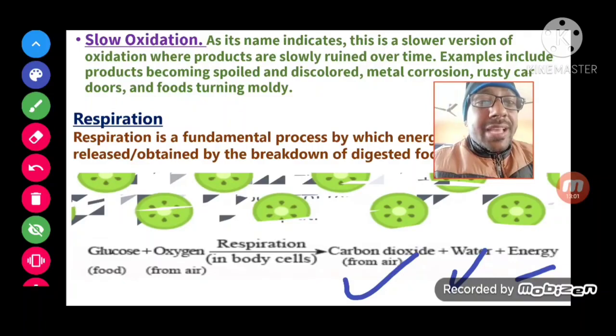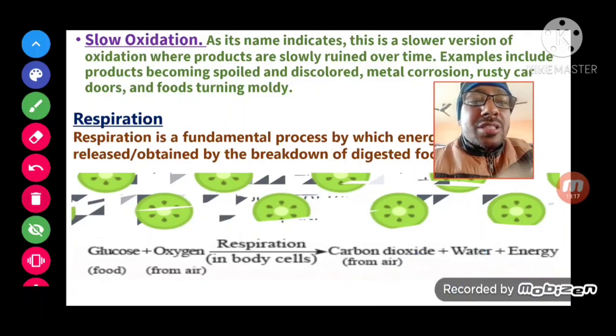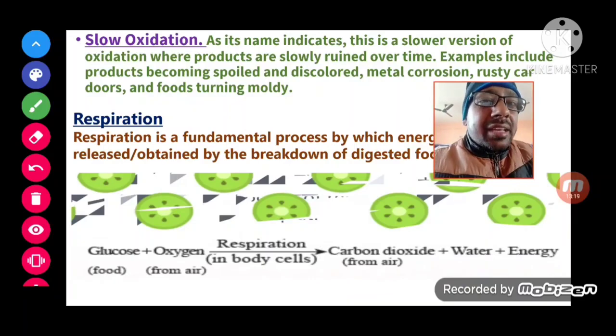Respiration is an example of slow oxidation because your food gets oxidized, meaning glucose reacts with oxygen, and we have already discussed that whenever anything combines with oxygen, that is called oxidation. So respiration is an example of slow oxidation. So my dear students, it is very clear what is oxidation, what is fast oxidation, what is slow oxidation.